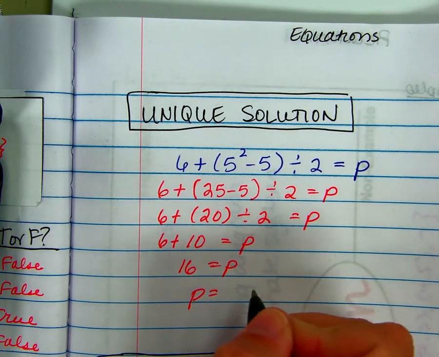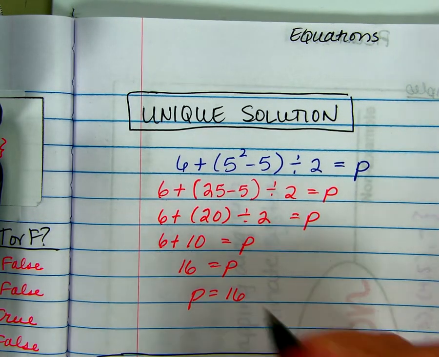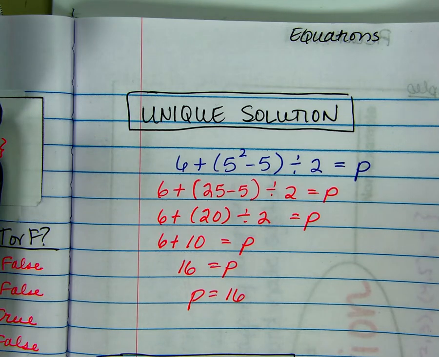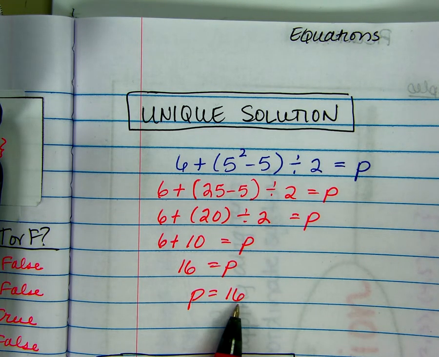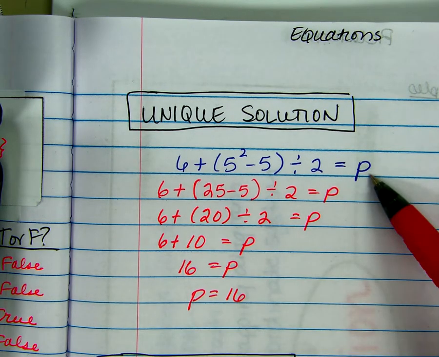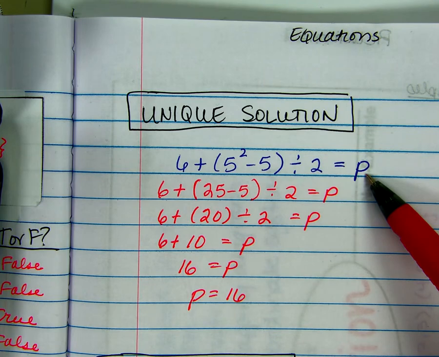I'm going to use the symmetric property of equality and turn that around and say p is equal to 16. So the unique solution to this equation is 16. 16 is the only number that will work for p.